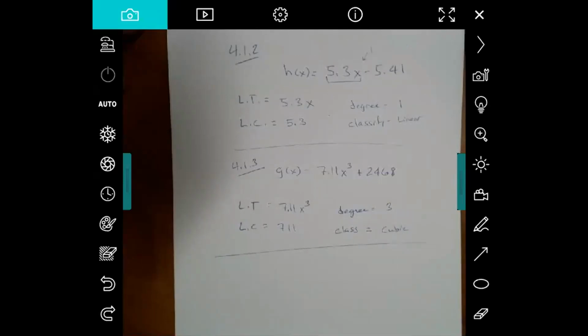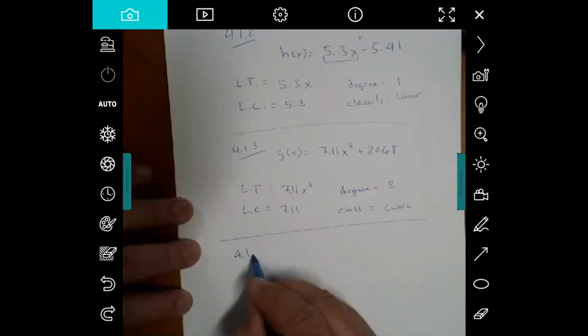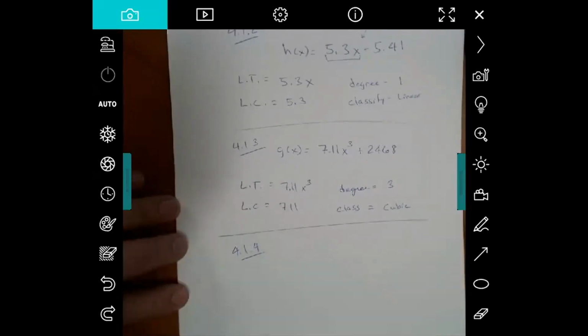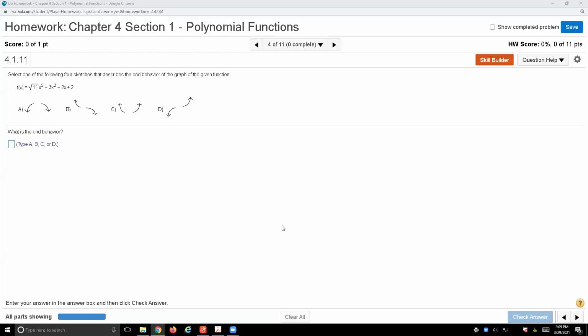Okay, let's look at number 4. Here we have f of x equals the square root of 11 x cubed plus 3x squared minus 2x plus 2. Tell me the end behavior of this graph. What are both ends going to do? It's going to be two pointing the same direction.